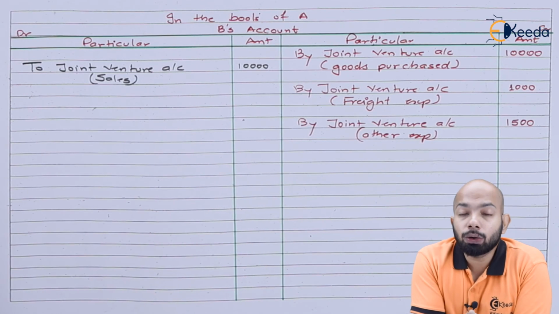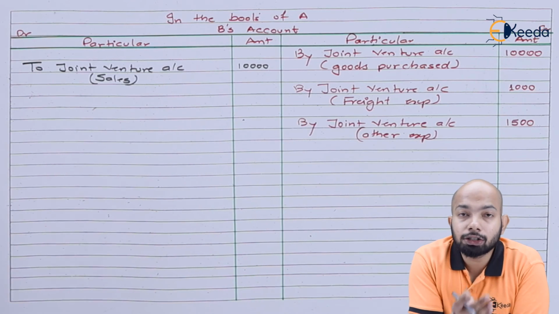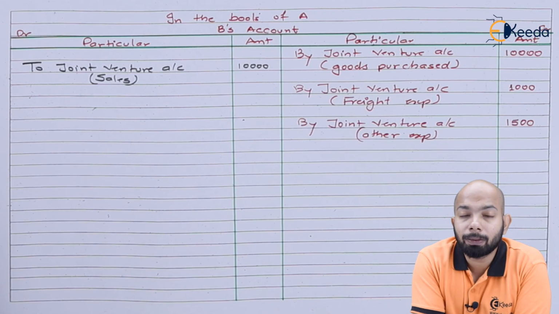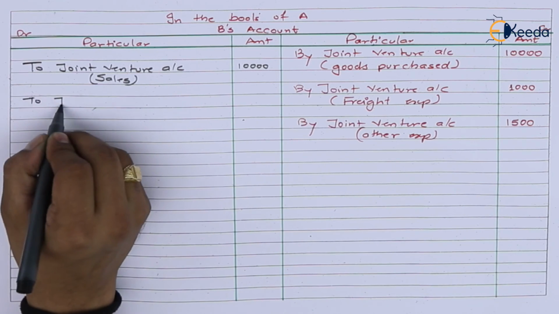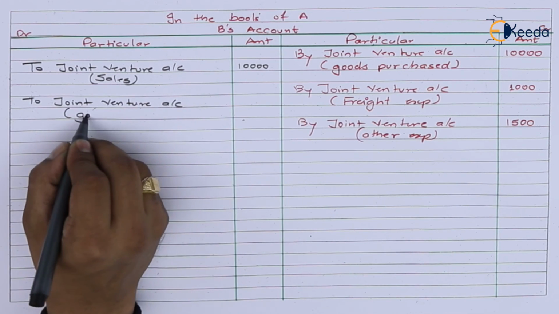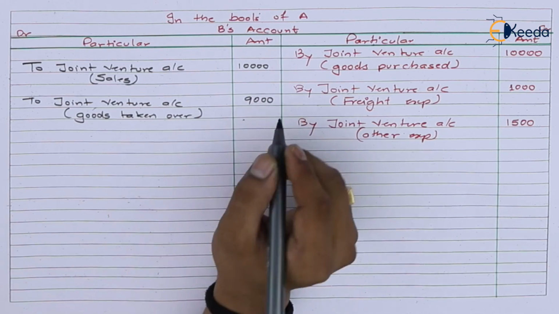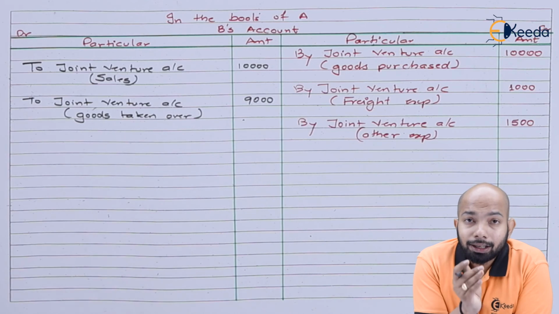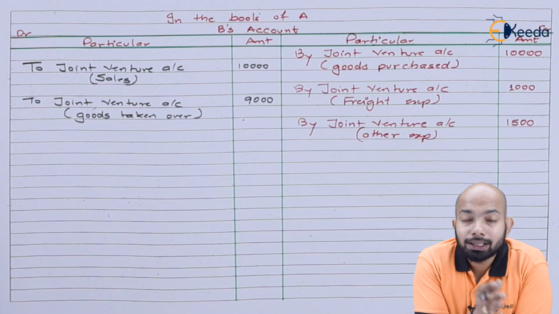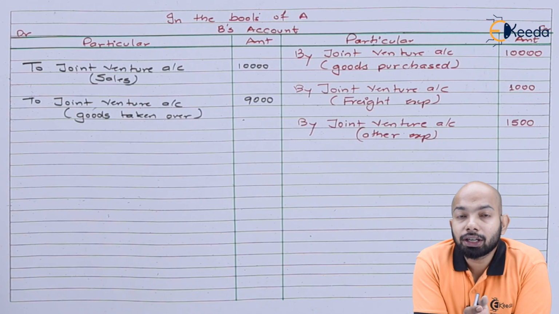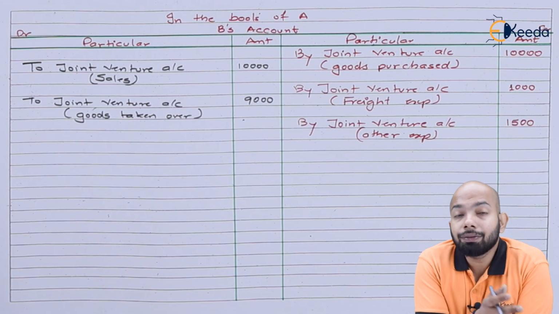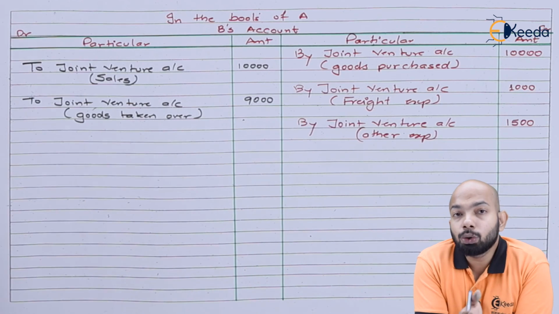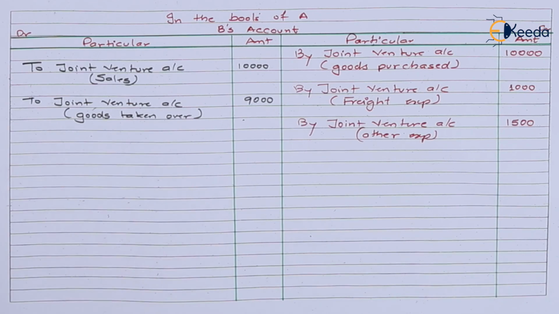Next is the goods that are taken over by B. Again, that is a profit for the venture, hence B's account debit to venture was the entry. So on the debit side of B, we'll be mentioning the goods taken over by B itself. The next will be the creditors that were paid by B. Again, the creditors are being paid by B. That means B's account has been debited and the joint venture account has been credited. Or rather, we can talk about B's account debit to bank account. So B's account on the debit side, it will be to bank, creditors paid 5,000.